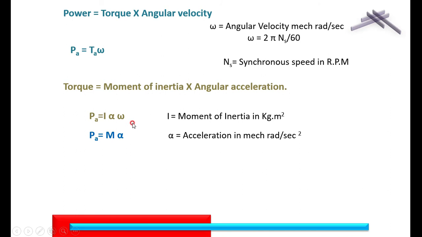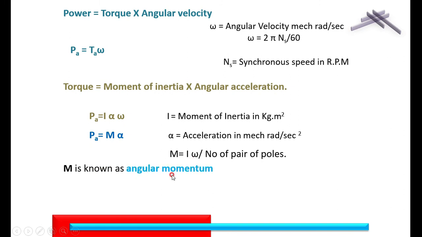Then I am combining I and omega. I am defining one more term, that is m. That is, m is nothing but I into omega. That is called as the angular momentum. That is, we have got an expression for the accelerating power Pa is equal to m into alpha, that is in terms of angular momentum and the acceleration.